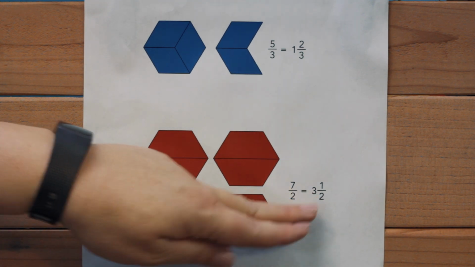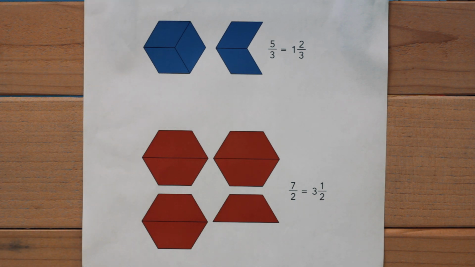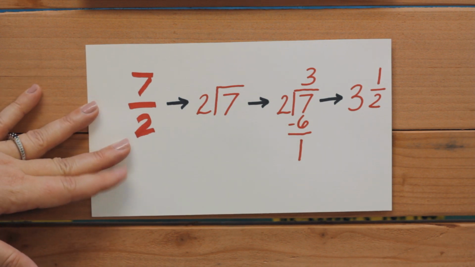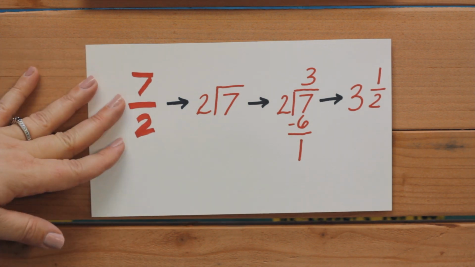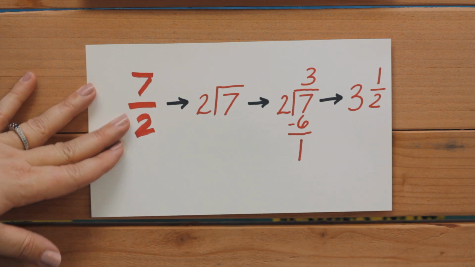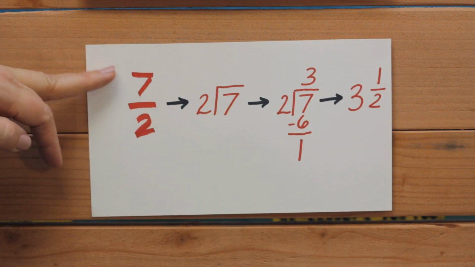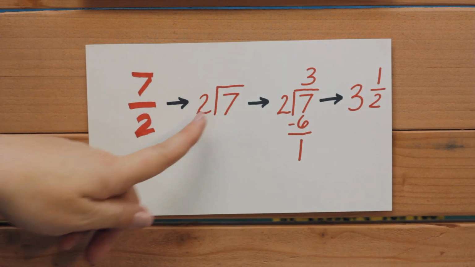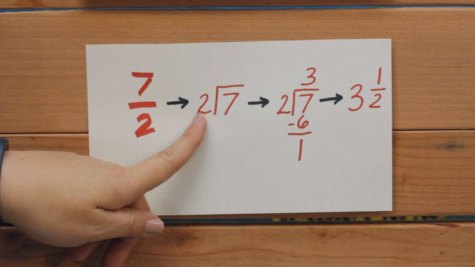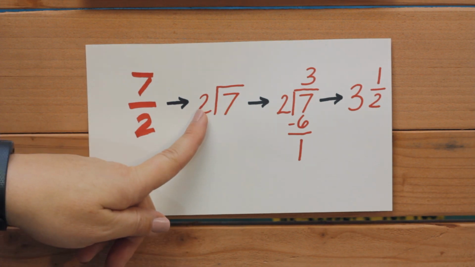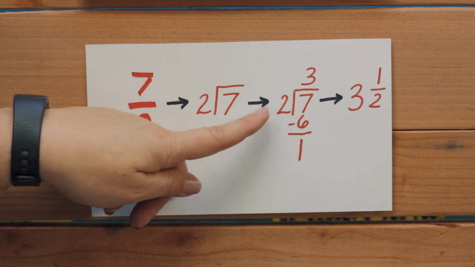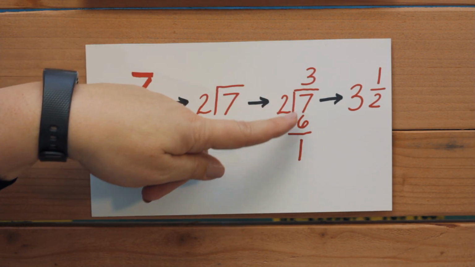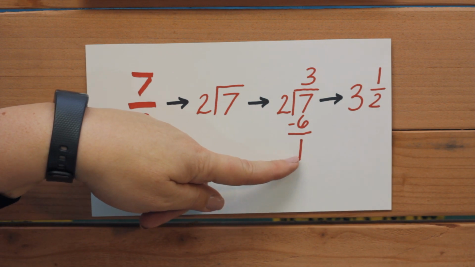So how did we get to the 3 and a half? Well, let me come back and show you again. So we change our 7 halves by dividing. And we're going to change our improper fraction to a mixed number. So we take our 7, our numerator, and we put it in as our dividend. And we put our denominator as our divisor, and we divide 7 divided by 2. 7 divided by 2 is 3 times. 3 times 2 is 6. 7 minus 6 gives us a remainder of 1.